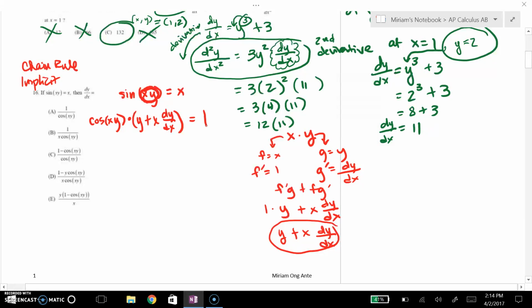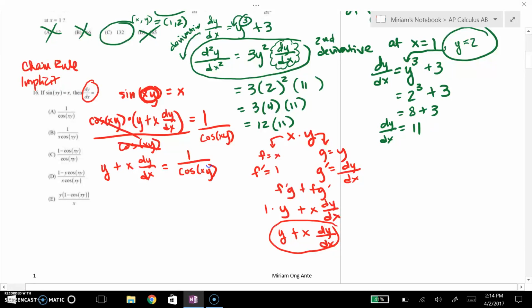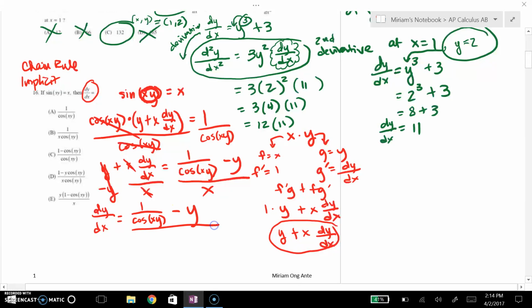Okay, so the thing here is we need to get dy over dx by itself. Okay, so we need to move everything. All right, so I'm going to divide by cosine xy. I'm left with y plus x dy over dx equals 1 over cosine xy. Subtract y. Divide by x. So I have dy over dx equals 1 over cosine xy minus y all over x.